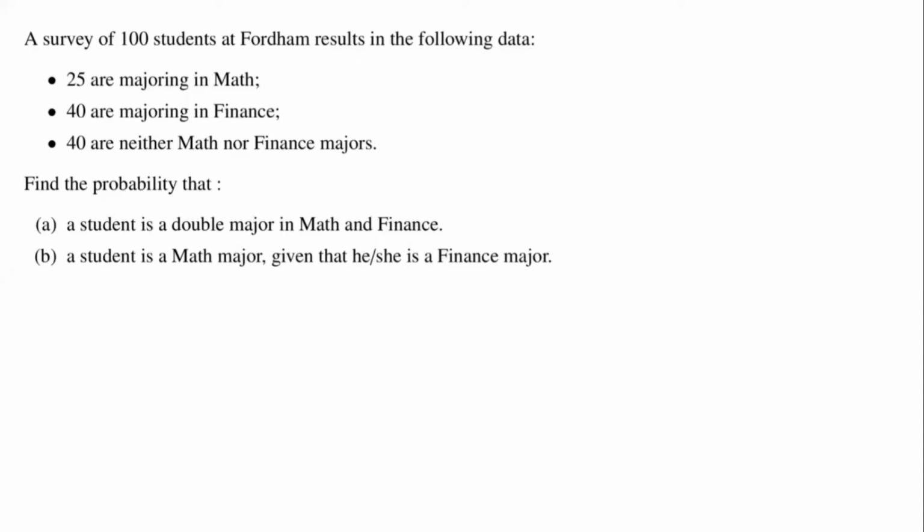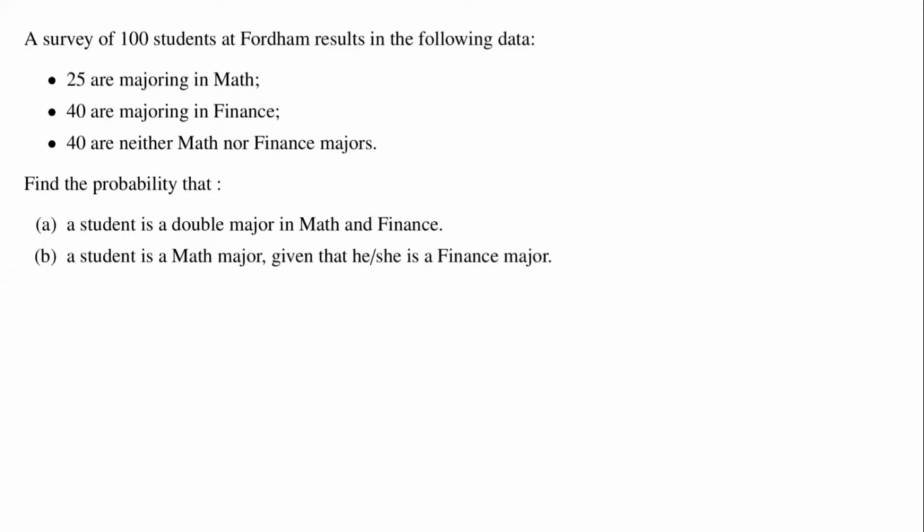Hi, everyone. For this problem, we're going to do a Venn diagram. That way you can organize the information. So let's go ahead and start. A survey of 100 students at Fordham results in the following data. 25 are majoring in math, 40 are majoring in finance, 40 are neither.